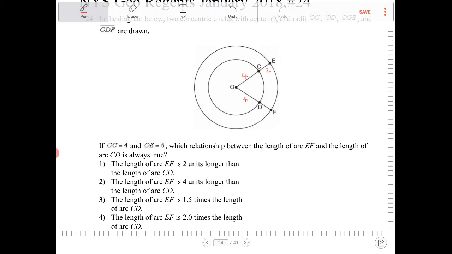Since OC is 4. Which relationship between the length of arc EF and the length of arc CD is always true?